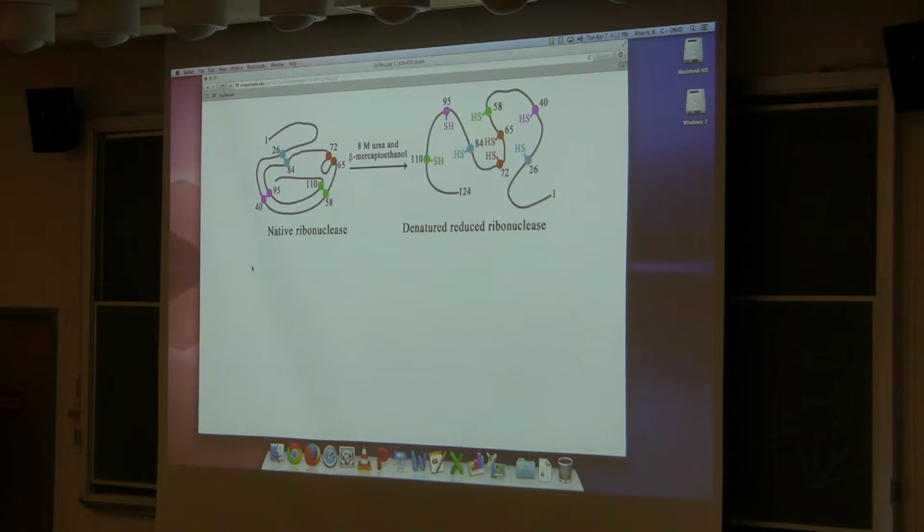What's that? It's a sulfur bridge. Two sulfurs. Two cysteines come together. We'll make a disulfide bond. That is a covalent bond. A covalent bond is strong.